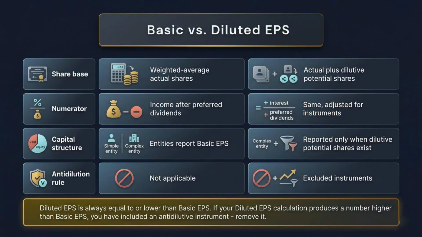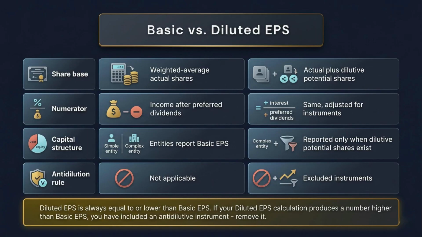Basic EPS and diluted EPS should not be confused. Basic EPS uses actual weighted average common shares outstanding. Diluted EPS starts with basic EPS and then considers dilutive potential common shares. The numerator may also change for convertibles because interest or preferred dividends may be added back when conversion is assumed.